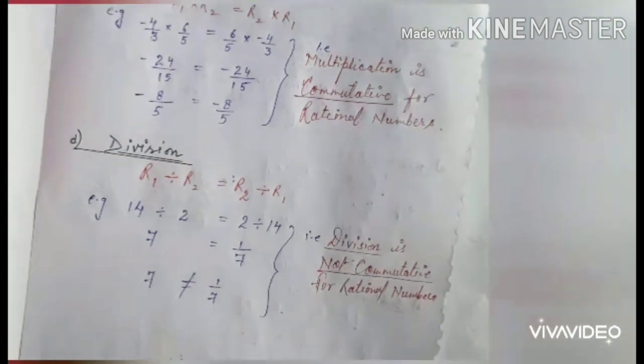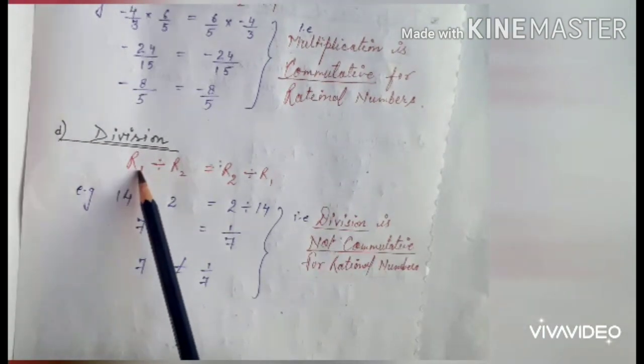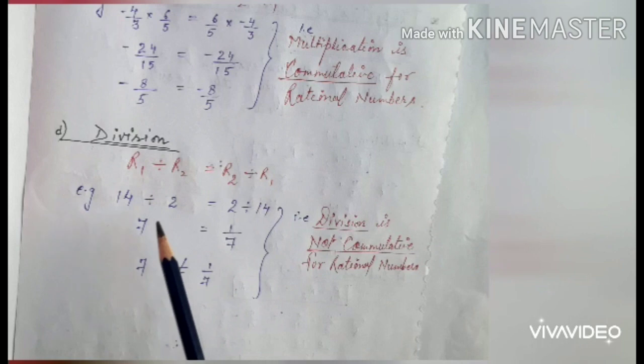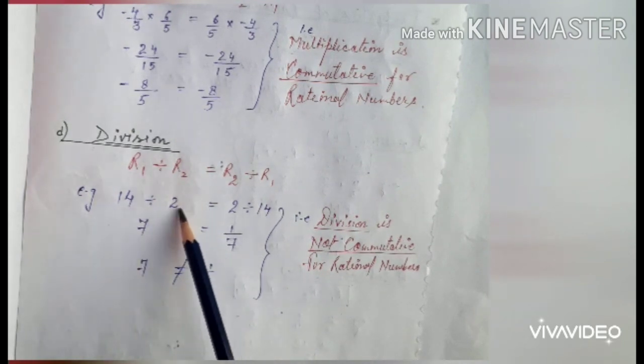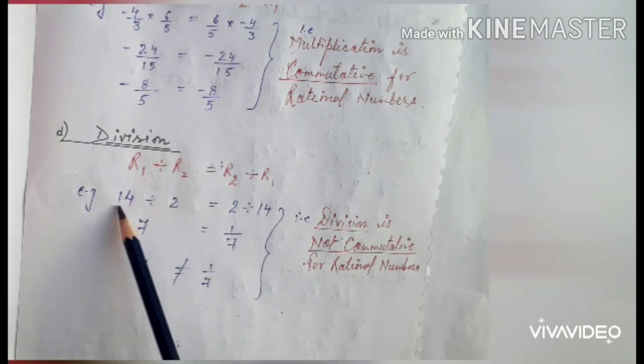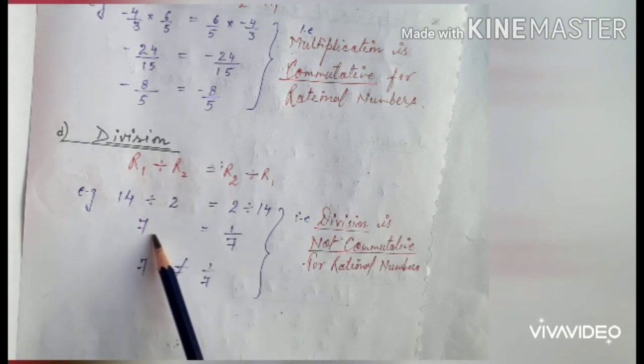Now comes division. When we divide one rational number by a second rational number, and now we are changing the order, R2 divided by R1. Suppose R1, the first rational number, we have taken as 14, and the second rational number we have chosen as 2. When we divide 14 by 2, we get 7.